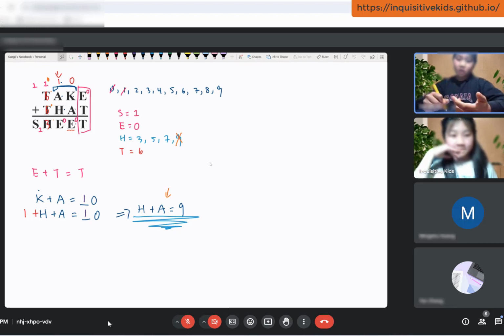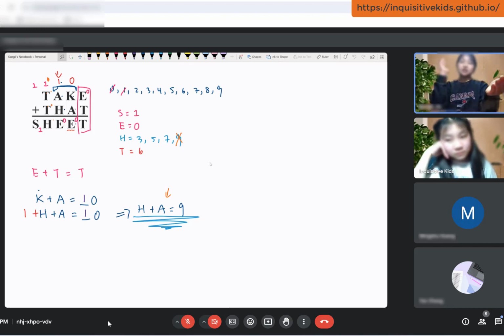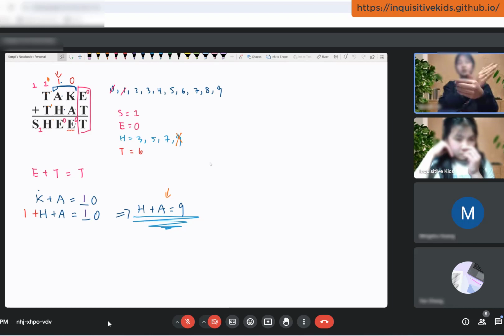So now this is where a little bit of trial and error comes in. Because we've come up with all the different possibilities, we have to now actually test them out in order to eliminate them. So if h equals 3, then t equals 6. If h equals 5, then t equals 7. And if h equals 7, then t equals 8.